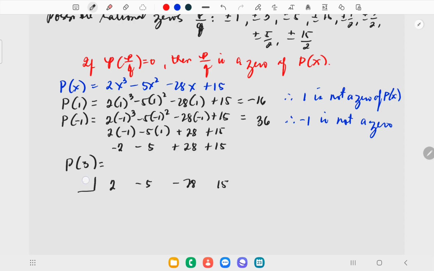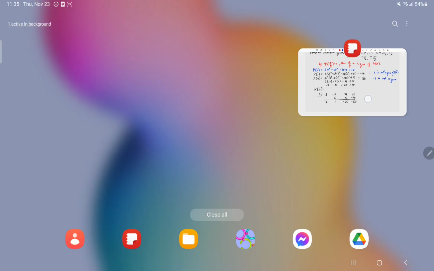And what are we checking? That is 3. So we bring down 2. 2 times 3 is 6. Then negative 5 plus 6 is a positive 1. Positive 1 times 3 is 3. Negative 28 plus 3 is negative 25. And negative 25 times 3 is negative 75, leaving us with a negative 60 as a remainder.